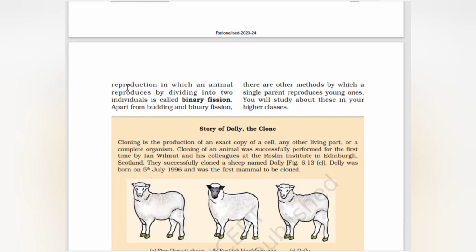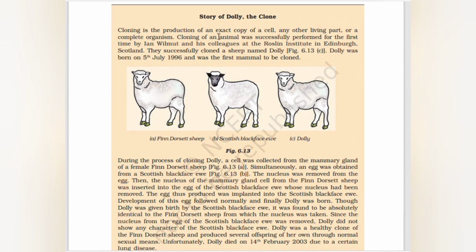This type of asexual reproduction, in which an animal reproduces by dividing into two individuals, is called binary fission. Apart from budding and binary fission, there are other methods by which a single parent reproduces young ones. We will study about this in your higher class.